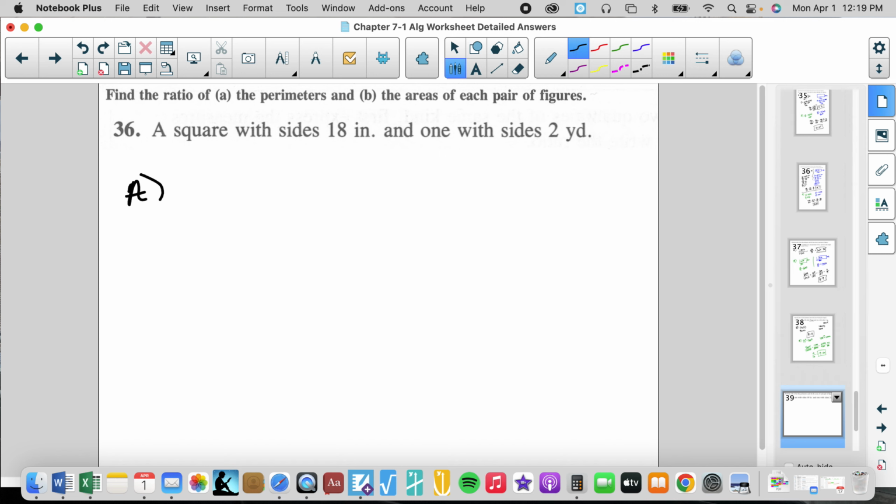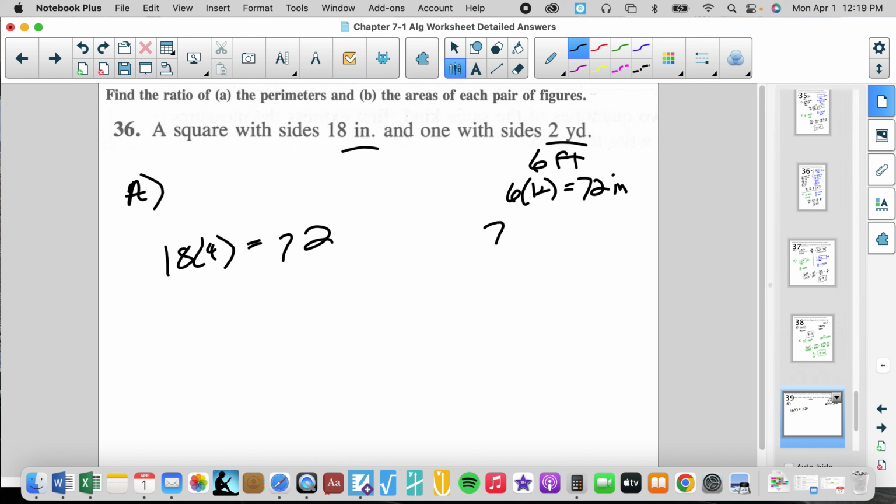36A, a square with the sides of 18 inches and 2 yards. So there are 6 feet, and 6 feet is going to be 6 times 12, which is 72 inches. So that's what they're trying to do there. 18 times 4 is 72. And perimeter of 72 times 4 is 288.